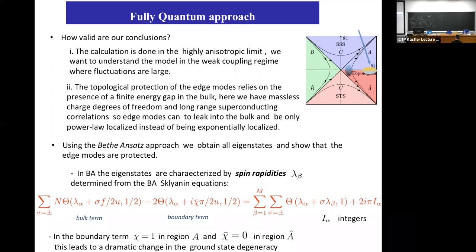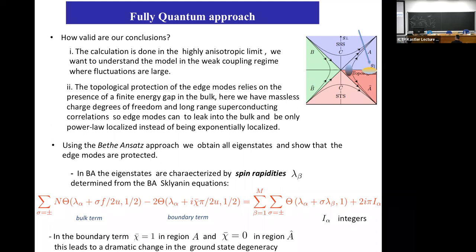Are the results still valid? What we did is to solve the model exactly using the Bethe ansatz, which allows us to get all the eigenstates, including the ground state and the excitations, and ask whether these results are not destroyed by fluctuations, by long-range fluctuations of the other modes. Particularly because this model is an example not of a gapped SPT, but a gapless SPT, because in addition to the gapped mode, we have a gapless mode, which decouples in the bulk, but couples at the edges.